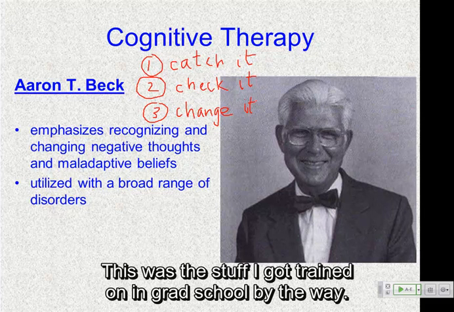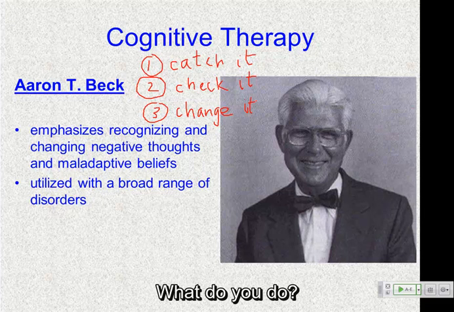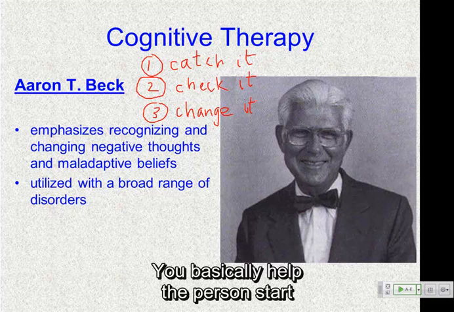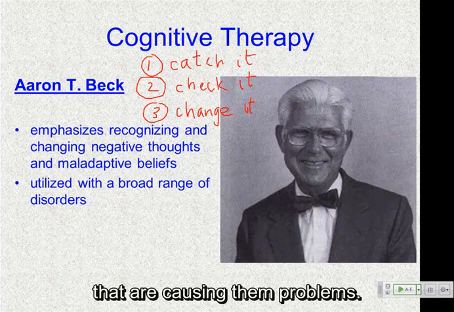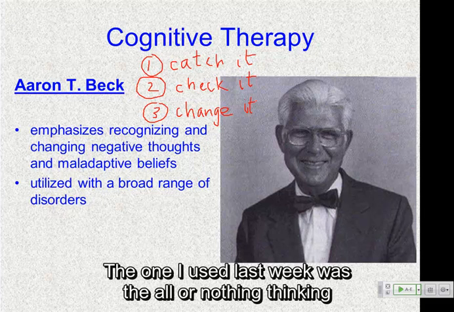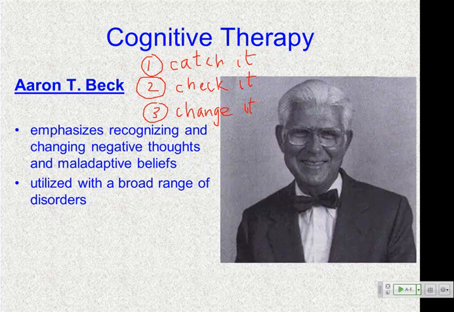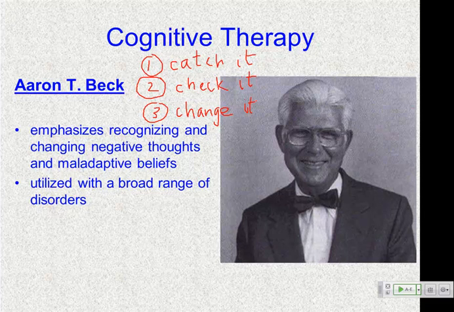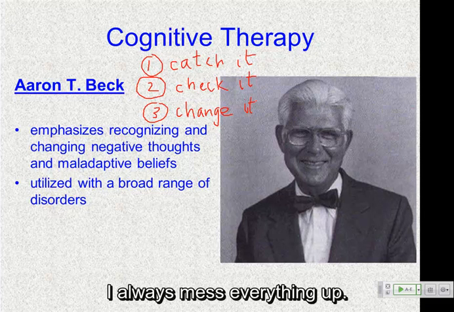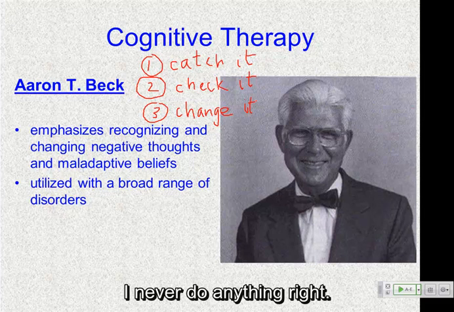This was the stuff I could train on in grad school, by the way. So what do you do? You catch it. You basically help the person start to identify the negative thoughts that are causing them problems. Okay? The one I used last week was the all-or-nothing thinking in the form of, I always mess everything up, I never do anything right. Those are actually two thoughts there.